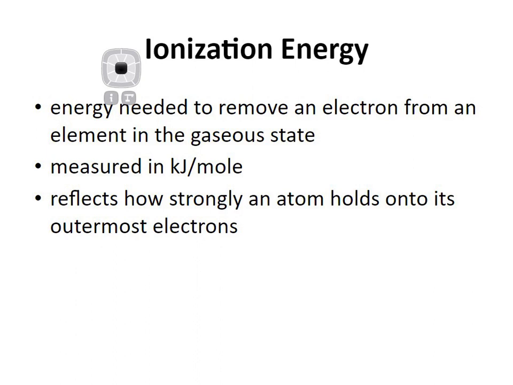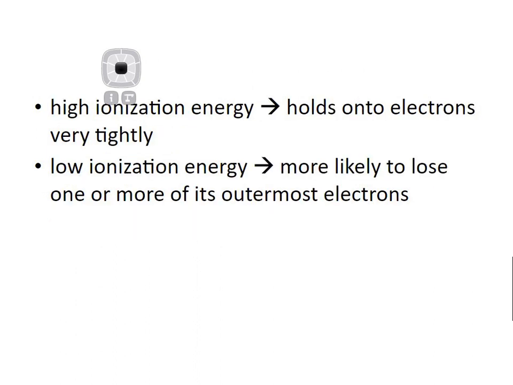It's going to be measured in kilojoules per mole and reflects how strongly an atom holds on to its electrons, how strongly it holds on to its outermost electrons. So we've got high ionization energy, which means that they hold on to those electrons really tightly, and low ionization energy means they are going to lose one or more electrons because they hold on to them so weakly. Okay?